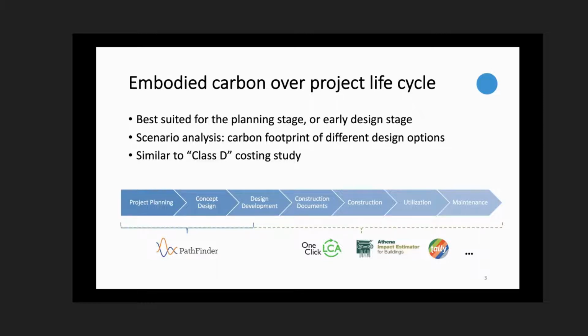So think of it as a Class D costing study. It's useful to give you some information about the cost of your project, but you're never going to use that for your tender or as a cost estimate for building your project. It's just an idea that can help you at the beginning of the project to make some meaningful decisions.